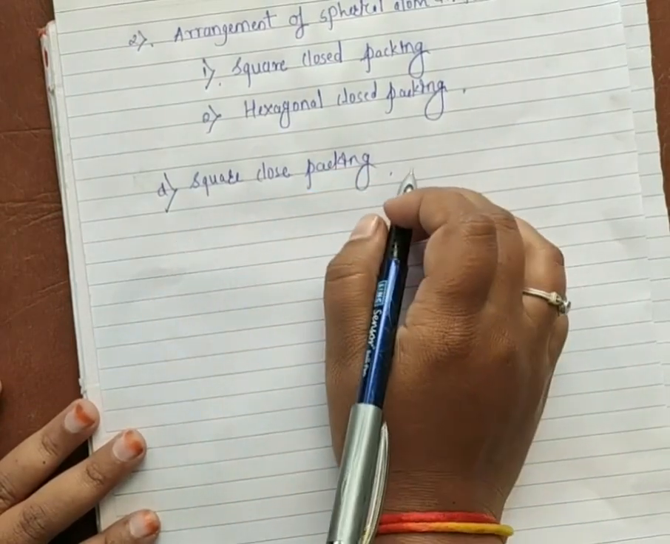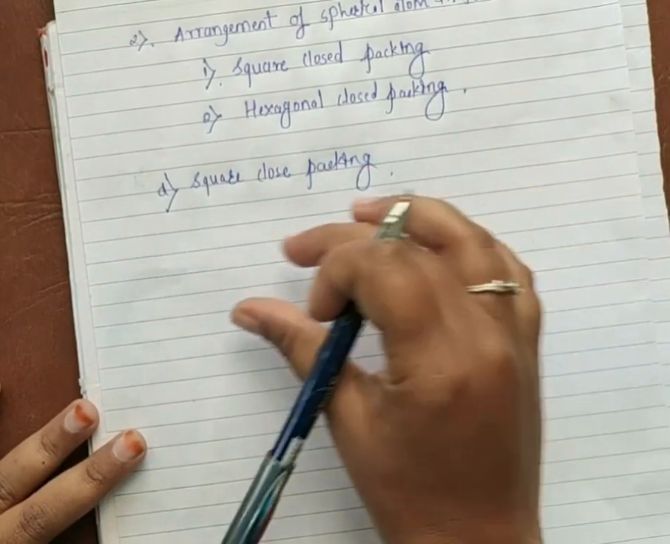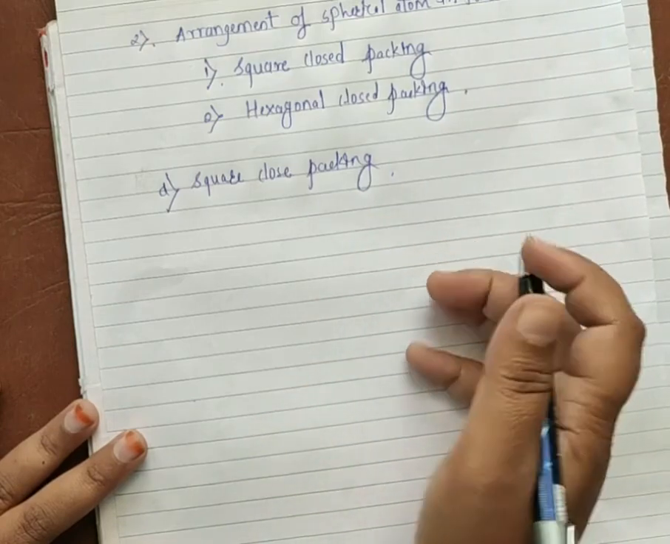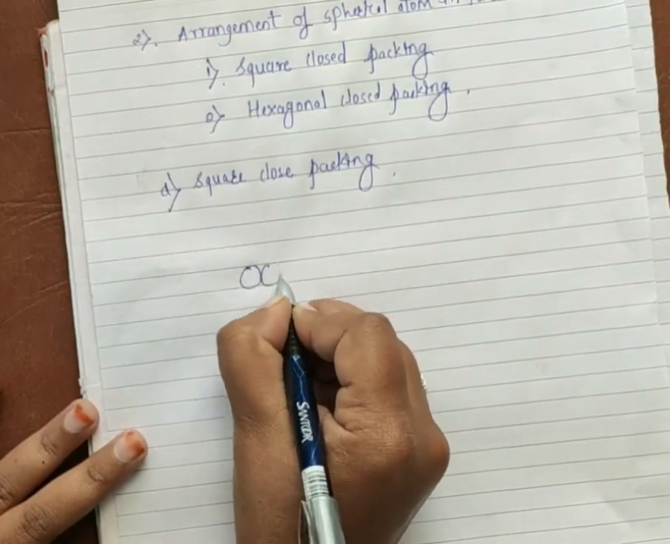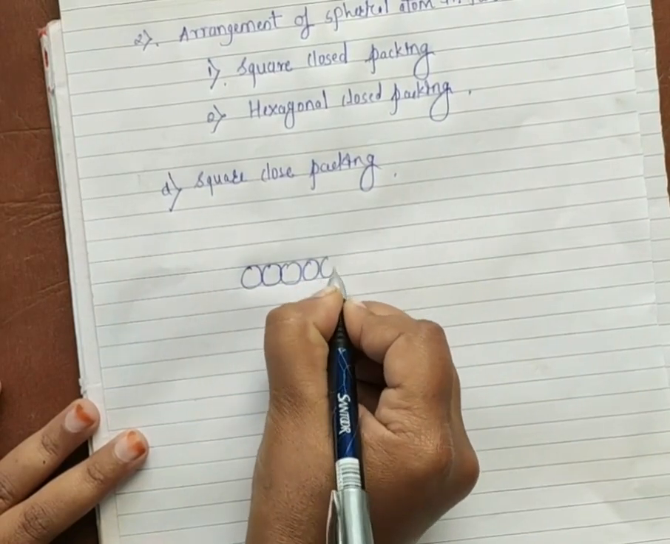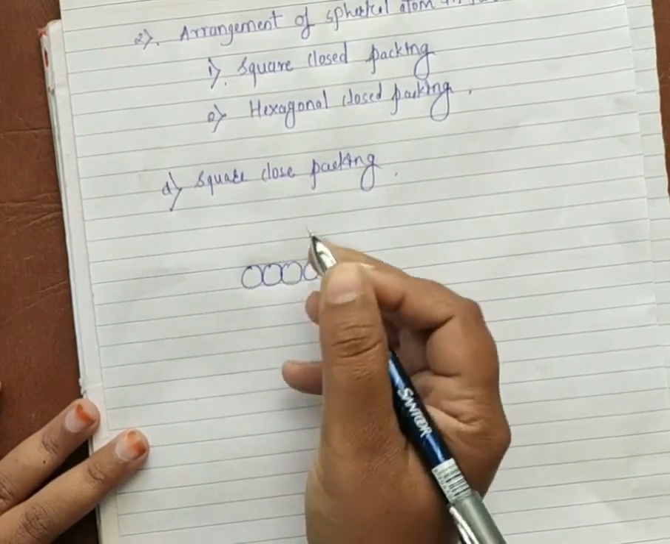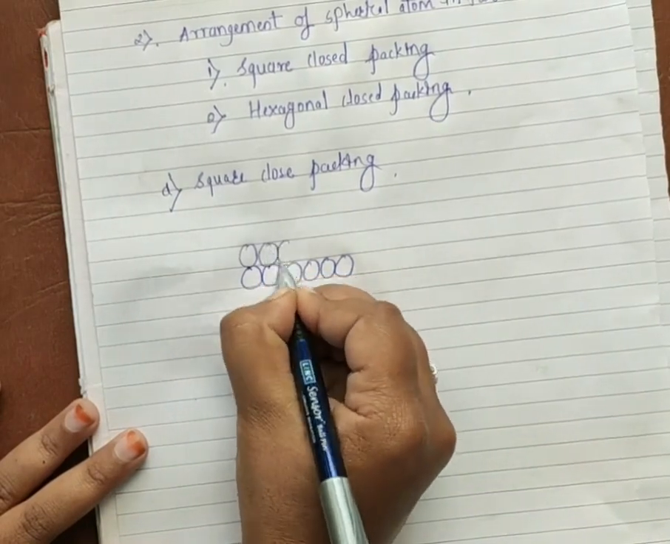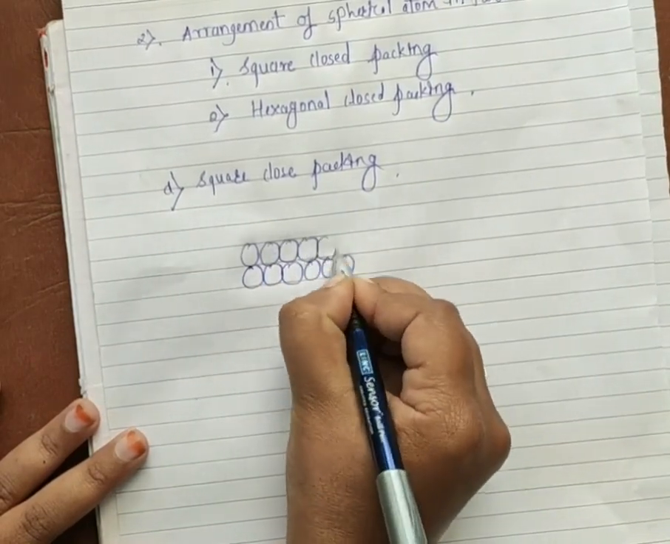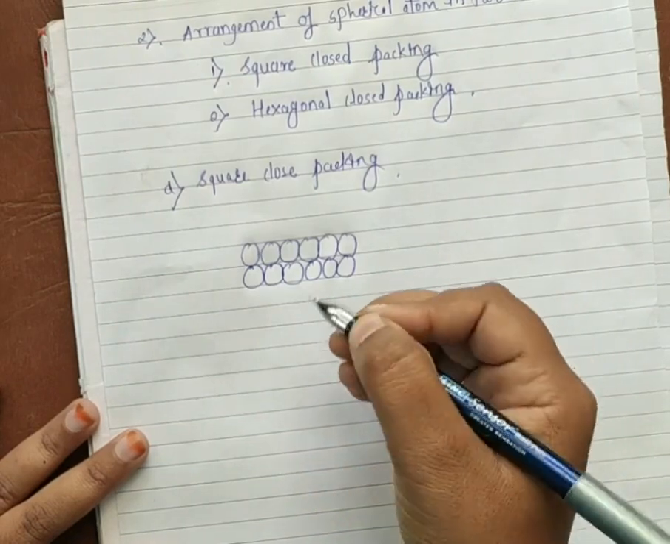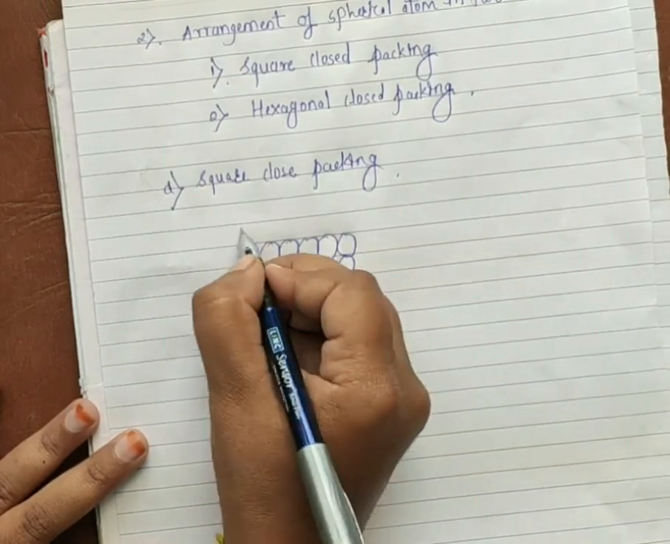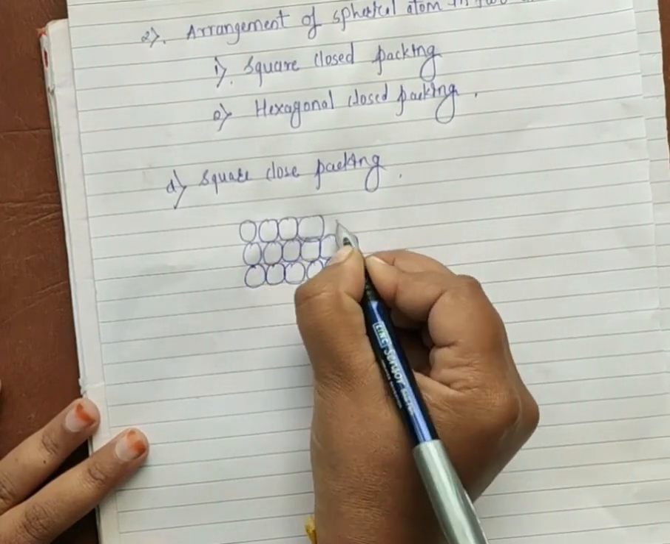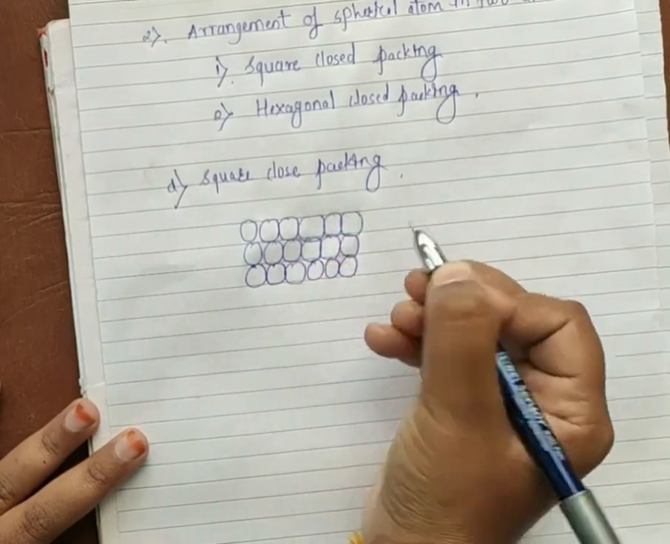In the square closed packing, the rows of spherical atoms are present one above the other. Suppose this is your first row of spherical atoms. The second row of spherical atoms is present exactly above the first row. Like this, the arrangement is present in the square closed packed structure.